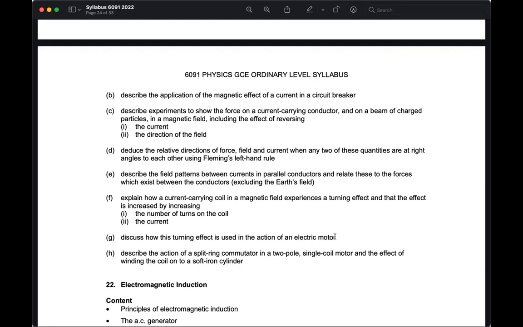Motor is a very important and useful application in this world today. So therefore, you are learning this. Lastly, you're going to learn about the motor. We have this thing called a split ring commutator. Basically, you're going to study how a simple motor actually works in detail.